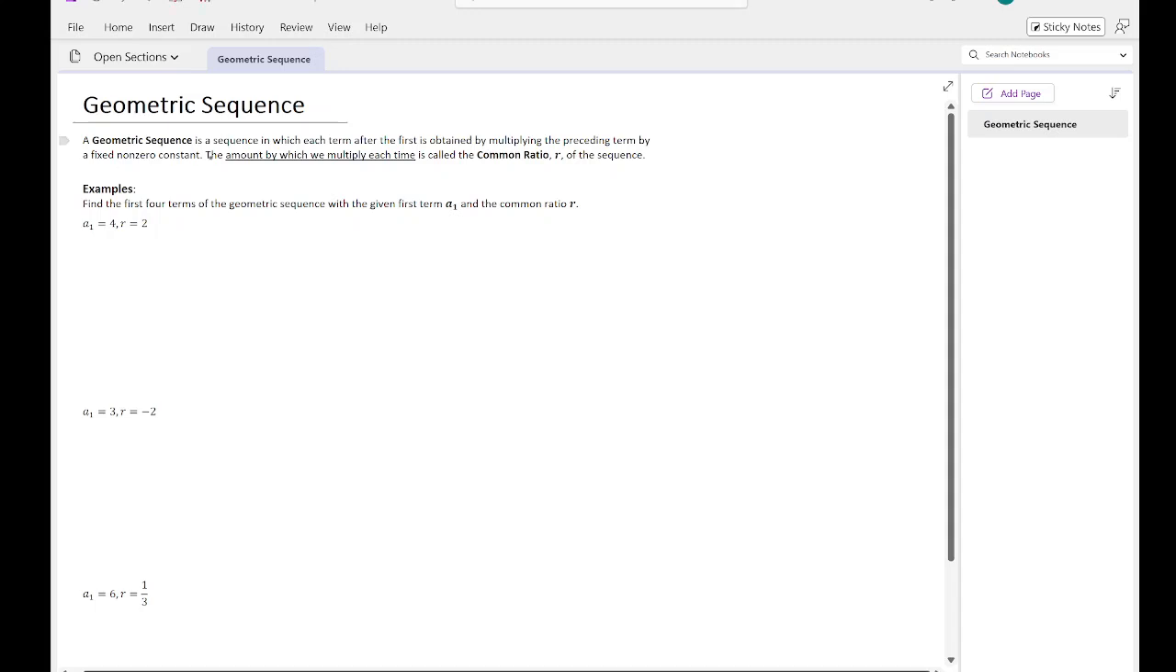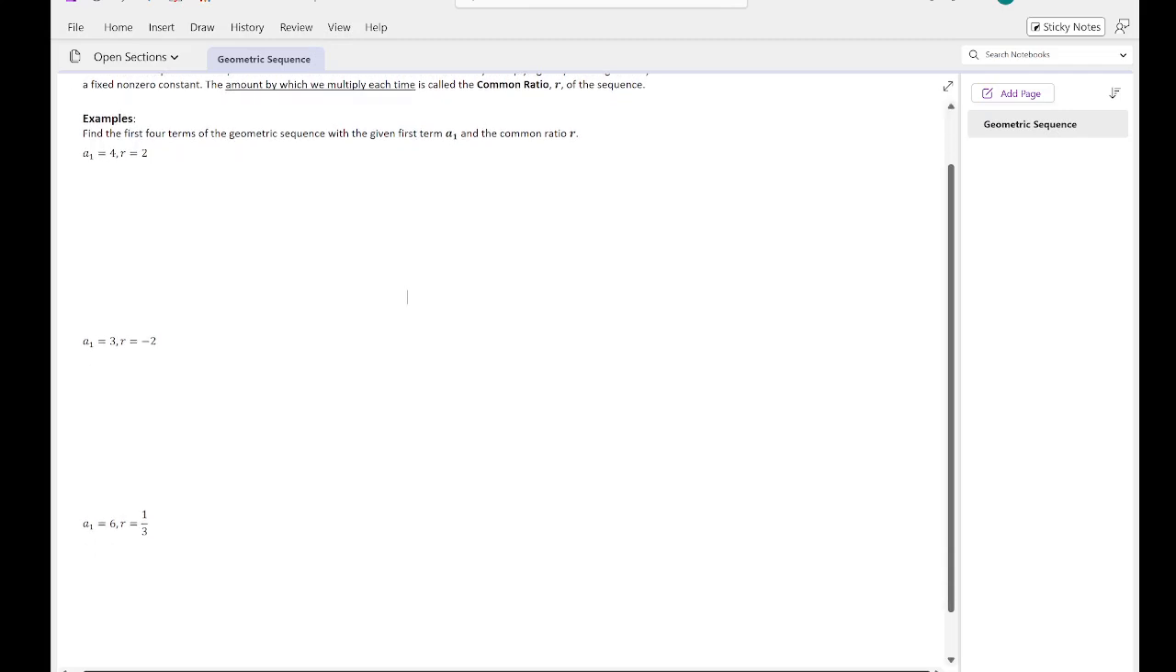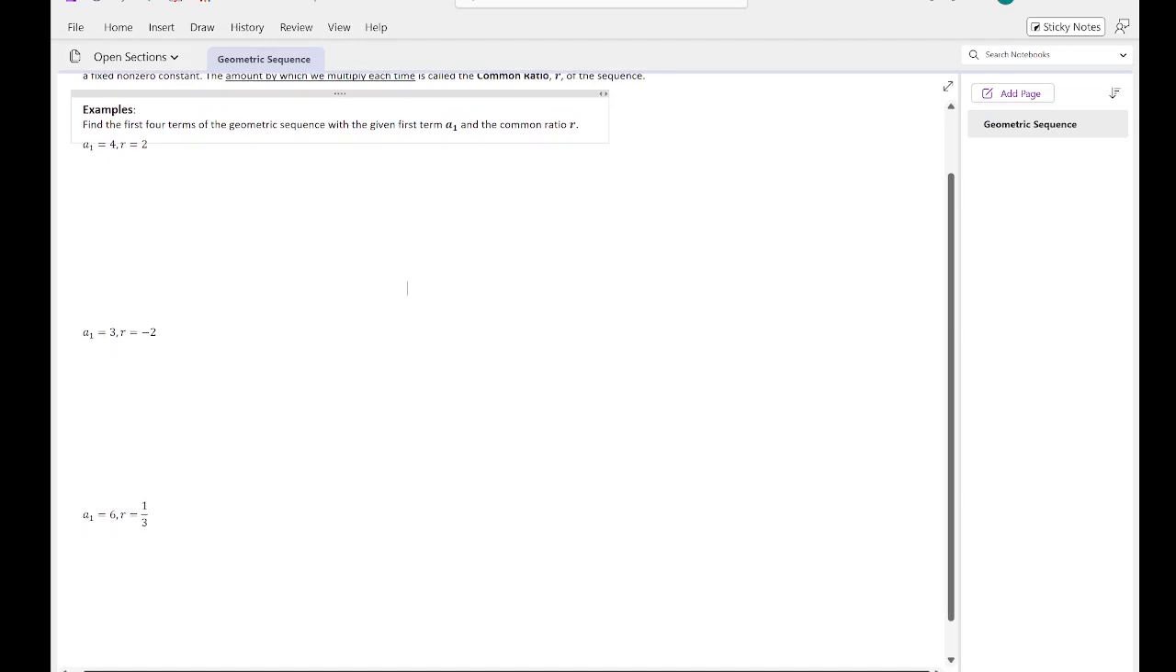A geometric sequence is a sequence in which each term after the first is obtained by multiplying the preceding term by a fixed non-zero constant. The amount by which we are multiplying each time is called the common ratio R of the sequence. So there's our definition for a geometric sequence. So let's answer some questions related to it.